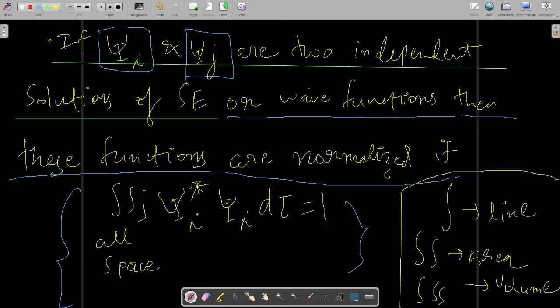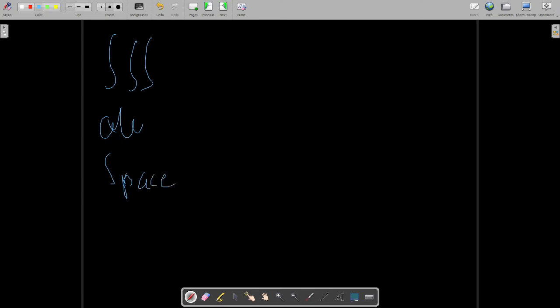If psi I and psi j are two independent solutions of the Schrodinger equation, then these functions are normalized if they satisfy this particular relation. Both of these are I, not one I and another j. Similarly, j will also satisfy a similar relation. In the case of j, it is the same: in place of I, you will write j.